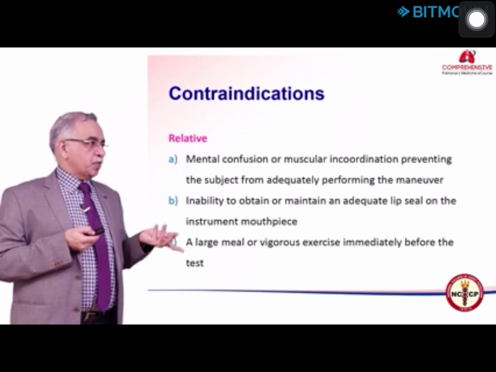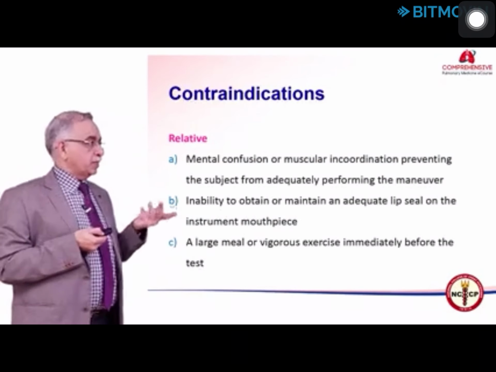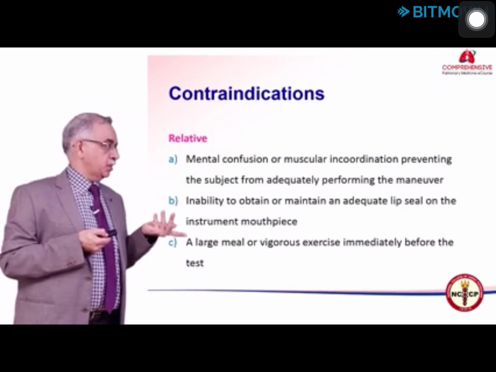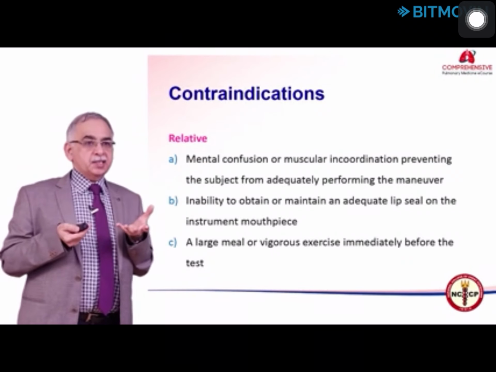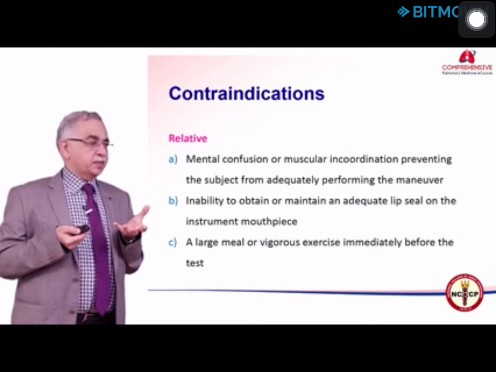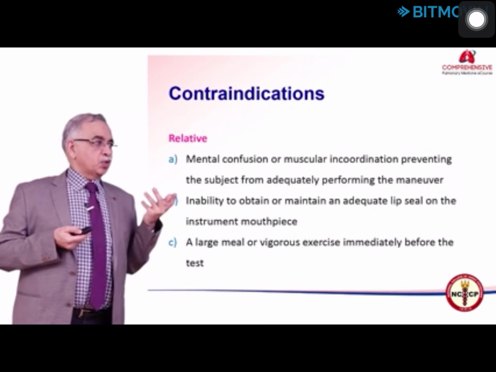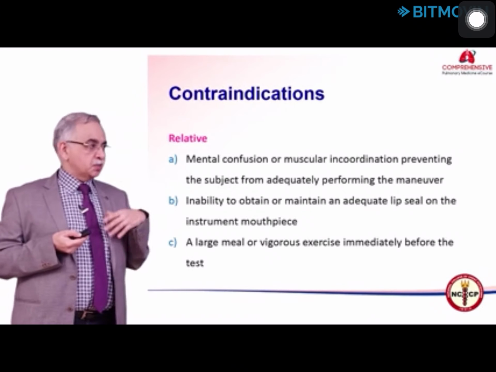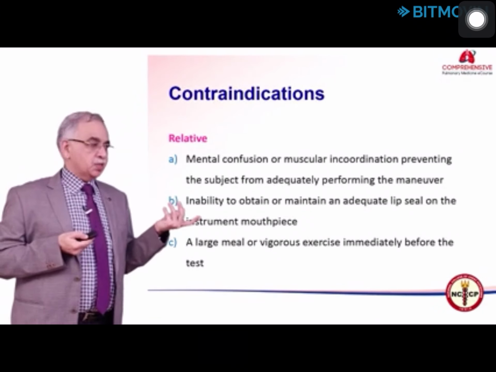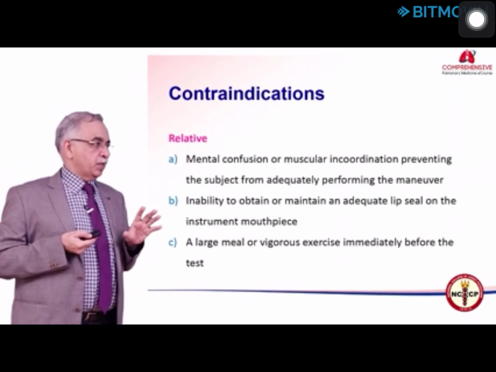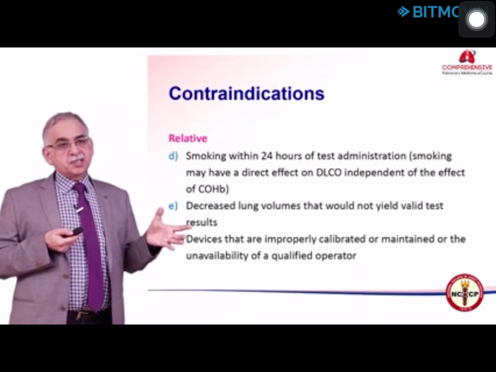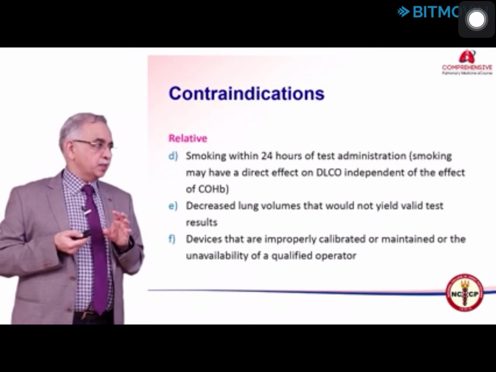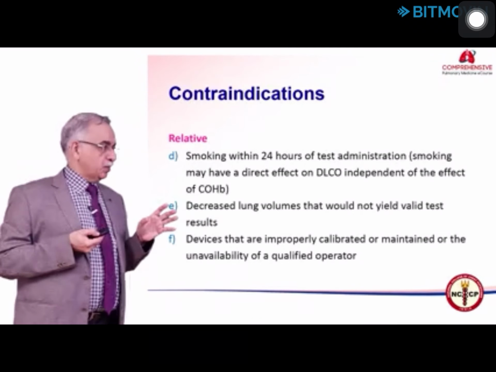If the patient is not able to do the maneuver properly, has muscular incoordination, there is mental confusion, or there is a leak in the equipment, then the test will be invalid. Because exercise affects diffusion capacity, it increases circulation, as we discussed earlier, the test will be invalid. Smoking increases the carbon monoxide concentration in the blood. So, if the patient has been smoking, then the test will give wrong values.